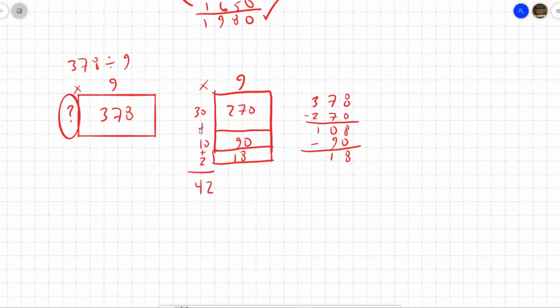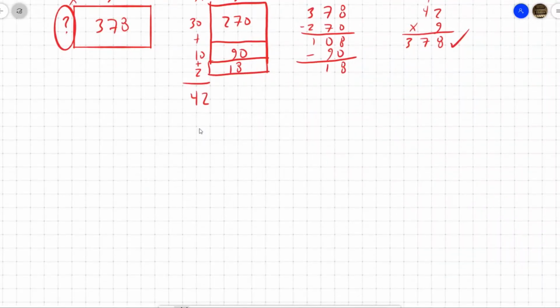So that means that 42 times 9 should give me 378, and of course we could always check. 9 times 2 is 18. 9 times 4 is 36 plus 1, 37. So 378. That is a correct answer. Maybe that seemed a little weird. Let's try it again on a problem that we've already done just to confirm. So what about that one that I said was a little bit weird?